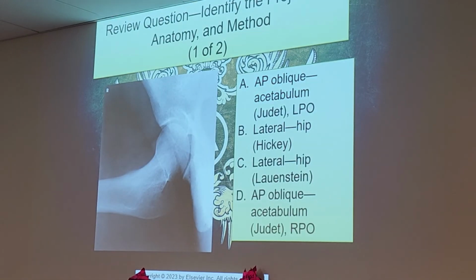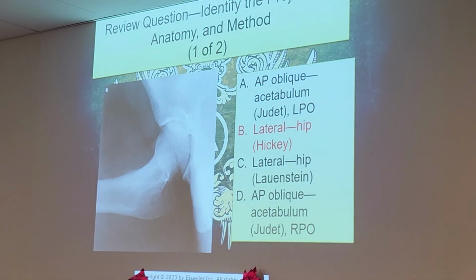Whoops, I gave that one away accidentally. That's the B lateral hip, Hickey. Why is it Hickey specifically? Because of the elongation of that femoral neck.